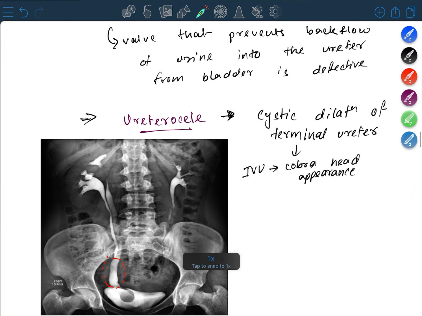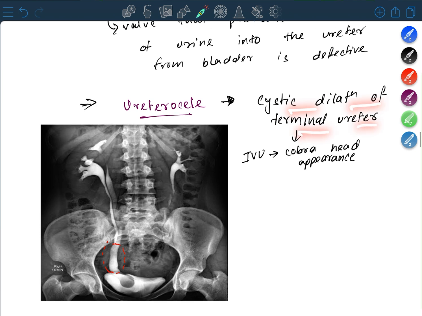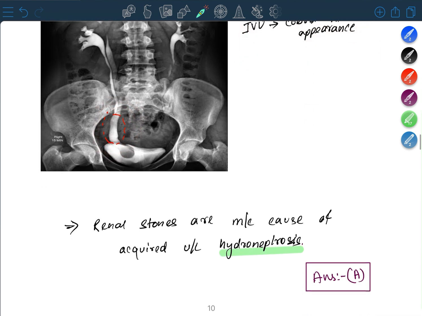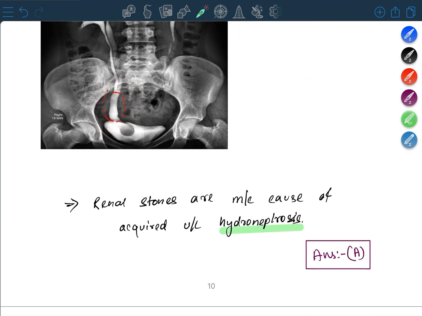Ureterocele. What is a ureterocele? This is cystic dilation of the terminal ureter. See this, the ureters at the end get abnormally dilated. This is often known as the cobra head appearance. See, head like a cobra. Renal stones are the most common cause of acquired unilateral hydronephrosis.